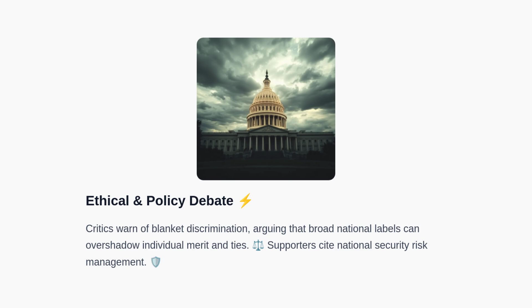There is a vigorous debate. Critics argue this approach risks blanket discrimination by elevating broad national labels over individual merit, legal eligibility, and demonstrated ties. Supporters emphasize risk management and national security. Wherever one stands, applicants must navigate the current framework pragmatically while preserving their rights and preparing comprehensive evidence.